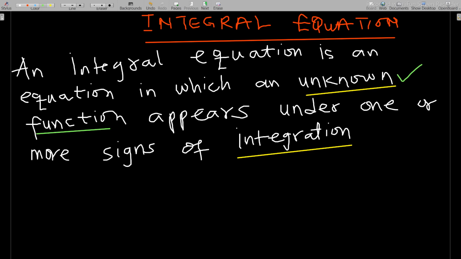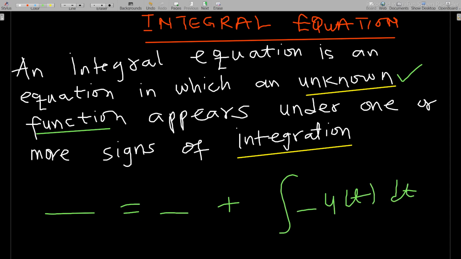Let's say you have an equation, something equals something, plus something times the integral of something, u of t dt, and your task is to find u of t. Since u of t is under this integral sign, this whole equation becomes an integral equation. Let's go ahead and look at the general form of an integral equation.